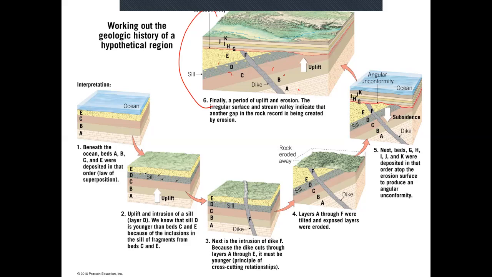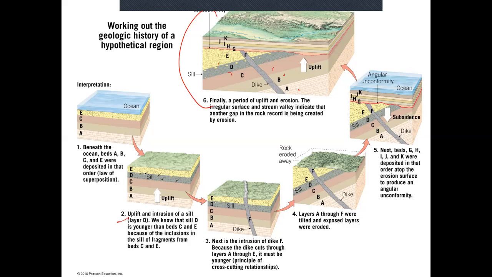So the principle of inclusions tells us the host rock is younger. Because D is hosting inclusions of E and C, D must be younger than them. That's why E formed after C. How is that possible? Well, D is an igneous rock. It's a sill. So molten rock intruded in between E and C, as we see in step 2.